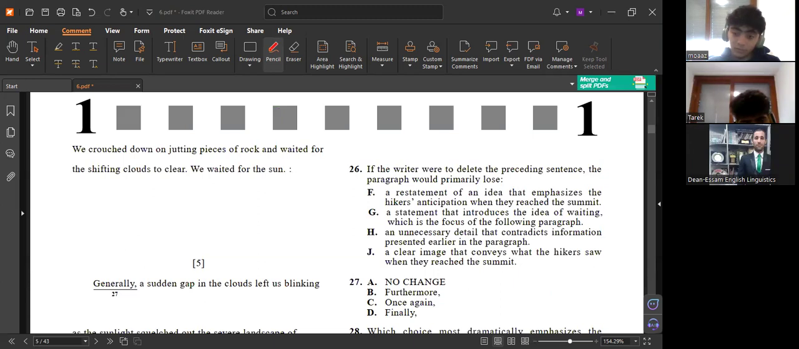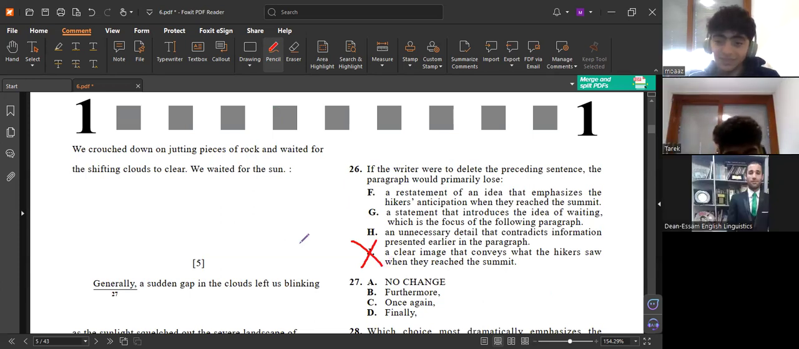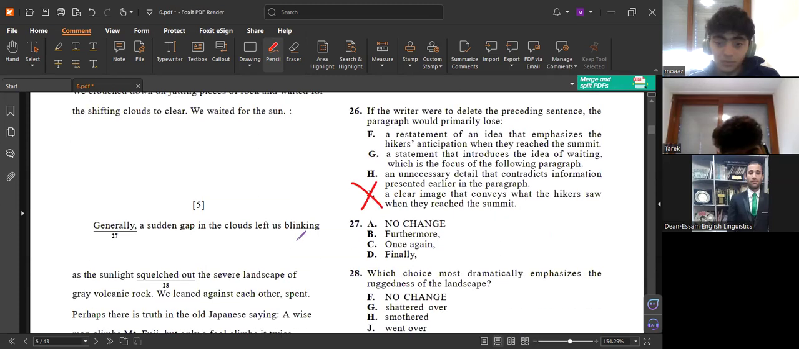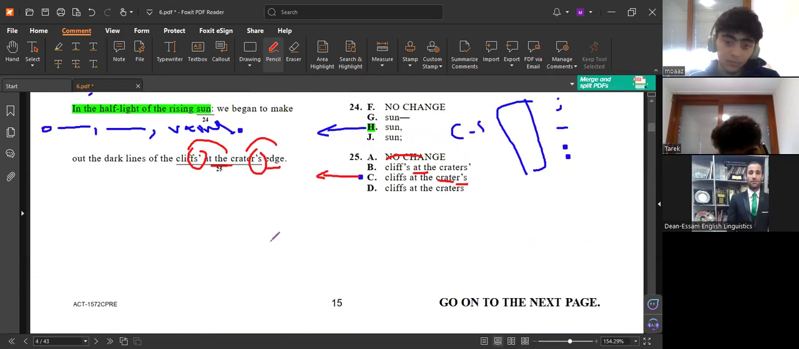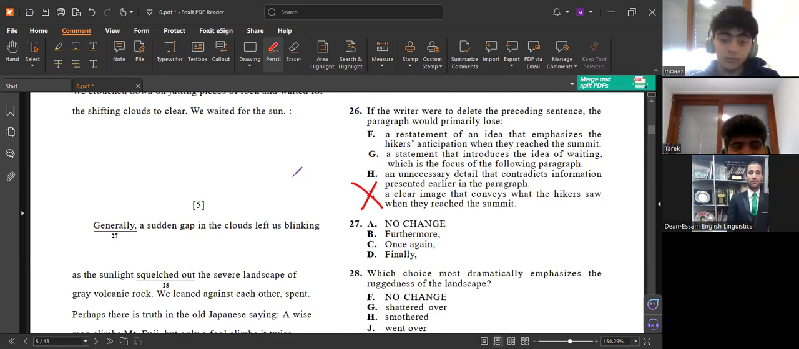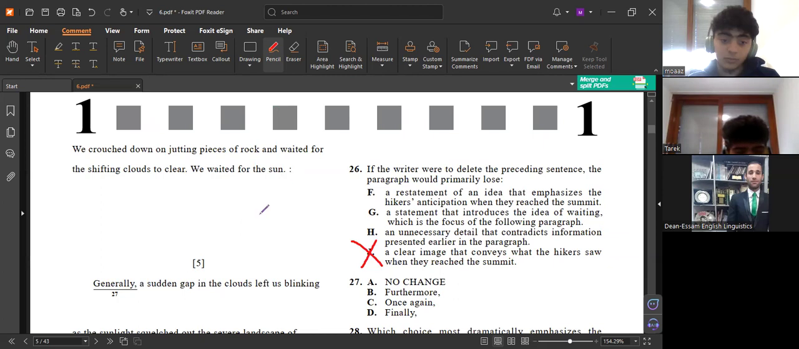For 26, I put J. Okay, wrong. Yeah. We need to follow the rules. He said the preceding sentence. What is the preceding sentence? What is 26? There is no 26, but it must be here. Imagine it's here. So it must be this preceding sentence.